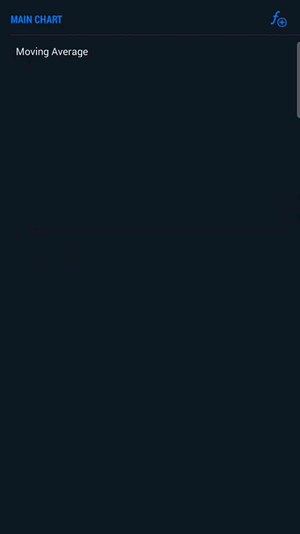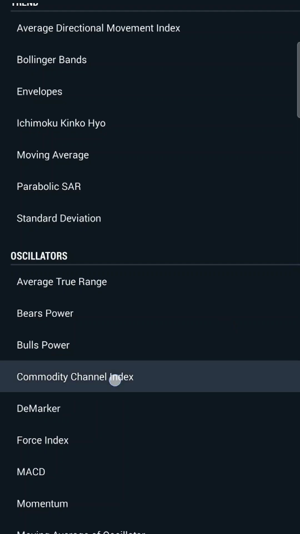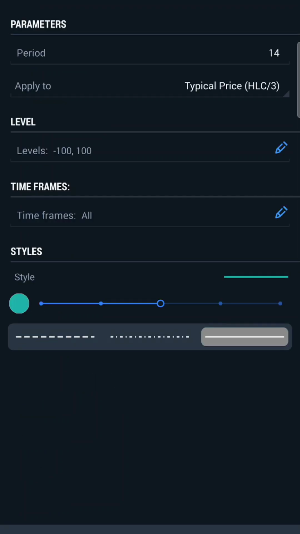We click on the main chart, the plus sign. We are using an iPhone, or the F plus that is in front of the main chart. Next, we come here and select commodity channel index. Then, like I said, the period is 14. Apply to is historical price. Then the levels are minus 100 and 100. It is the default settings. You don't need to tweak anything. You don't need to change anything, and you save it.